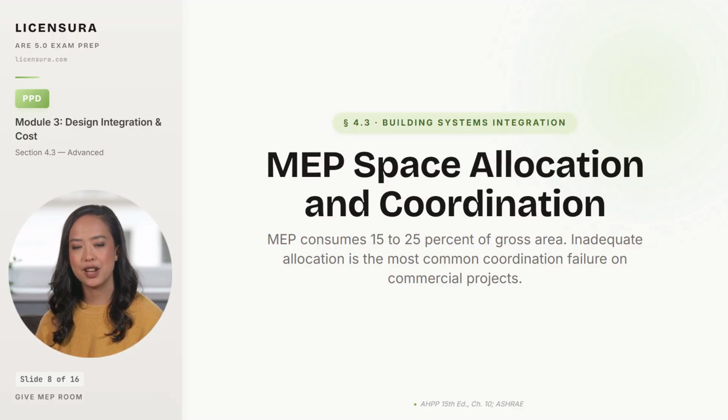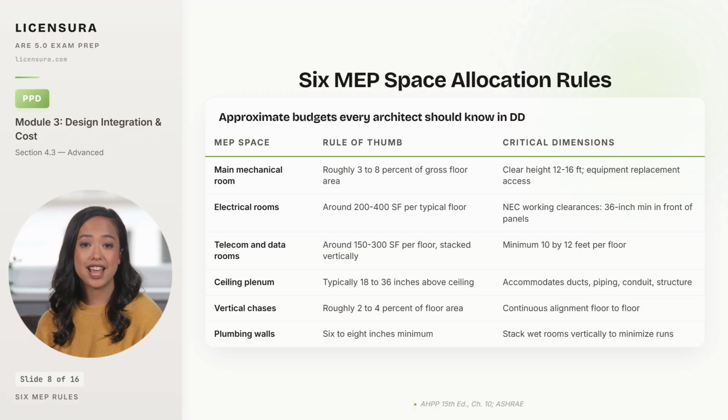You are personally on the hook if the architect's coordination role was not performed competently, and the resulting lawsuit lands on professional liability coverage. 6 rules of thumb anchor every MEP space allocation conversation. Memorize them. 6 space allocation rules of thumb that every architect uses during DD.